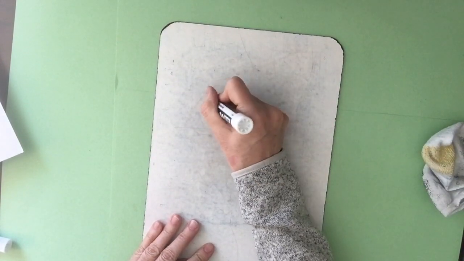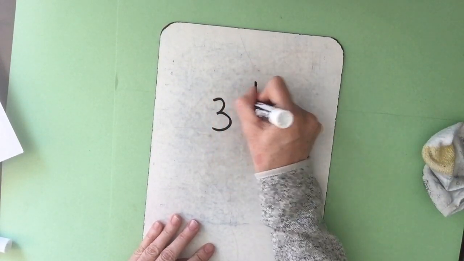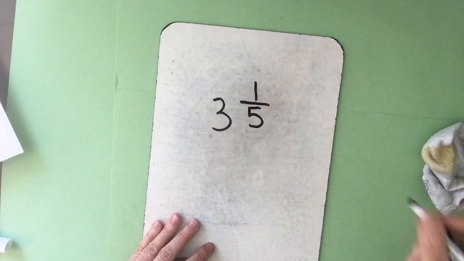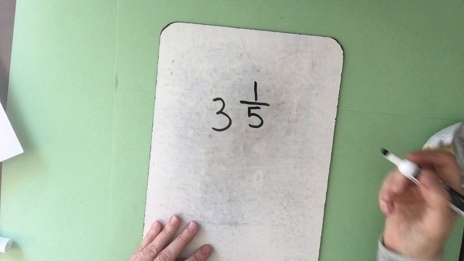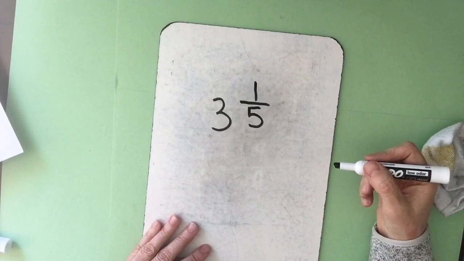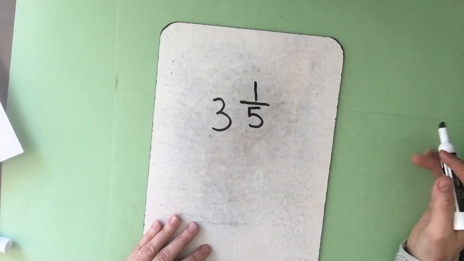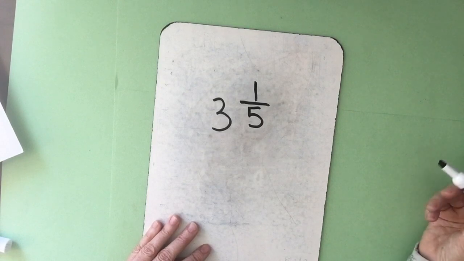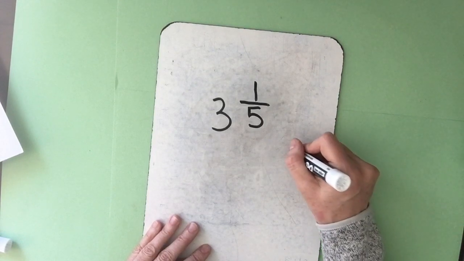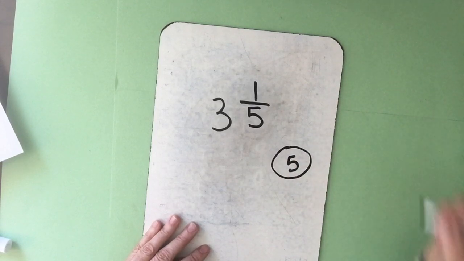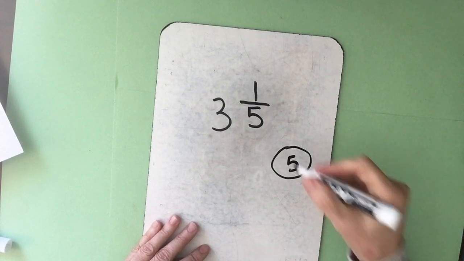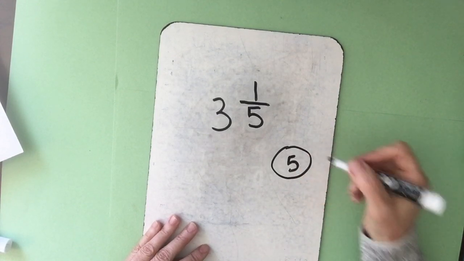Okay, so let's go with 3 1/5. This one's a little bit bigger and a little more complicated just because fifths are kind of difficult to draw a picture of because it's an odd number and it can be a little tricky. So we're just going to think about 1 whole having 5 parts. And this is what I'm thinking about in my mind. One whole has 5 parts. And I'm not drawing the parts. I'm just going to put a 5 there.